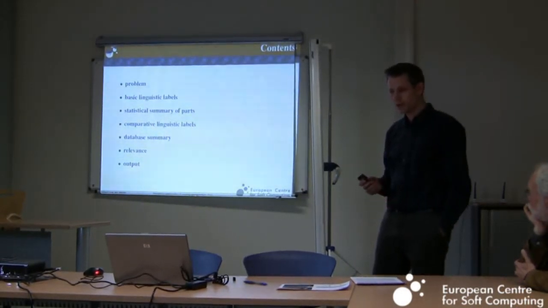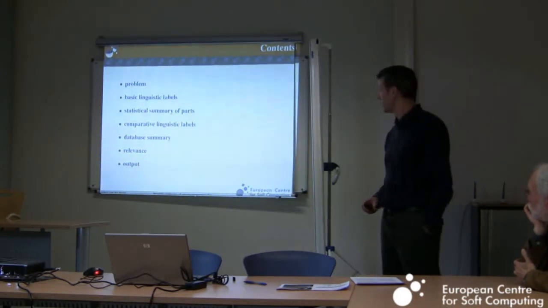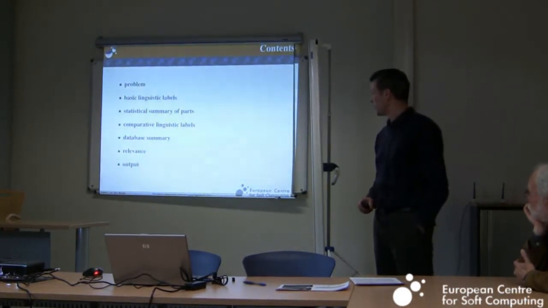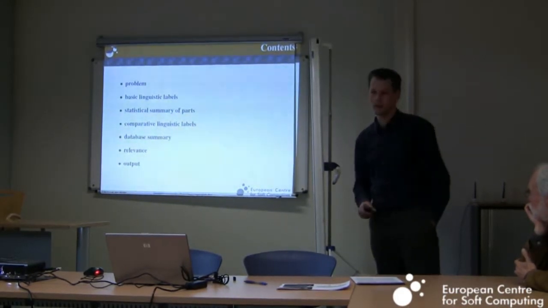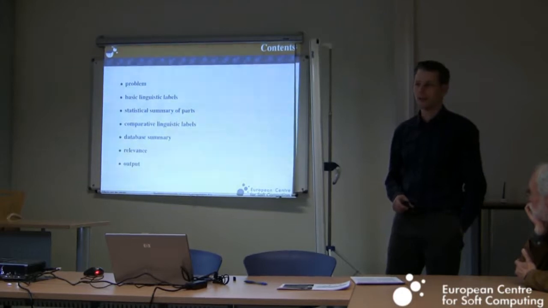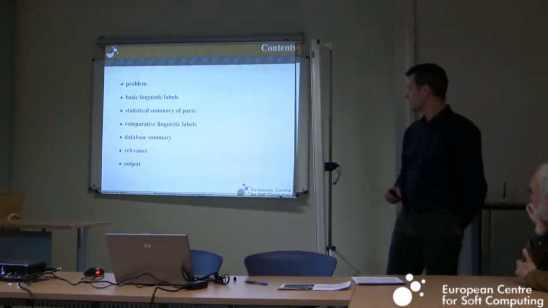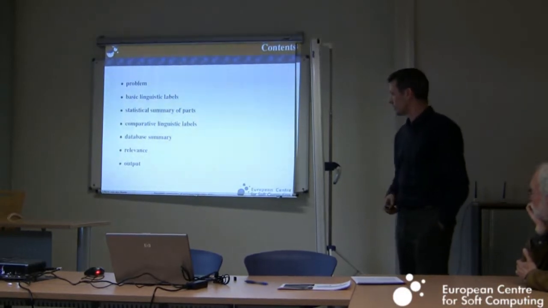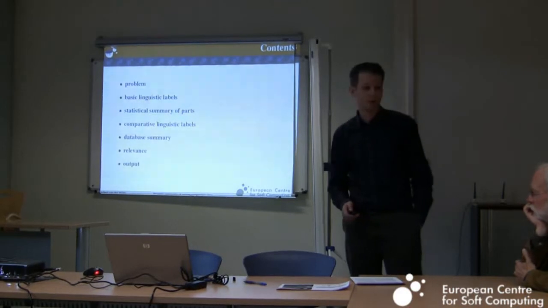then some new kinds of descriptions, comparative linguistic labels. After that we go to a summary of a database of all kinds of sentences, and after that I'm introducing some relevance measure to make some selection of sentences, and later an example of output. Well, first let's talk about what the problem was.